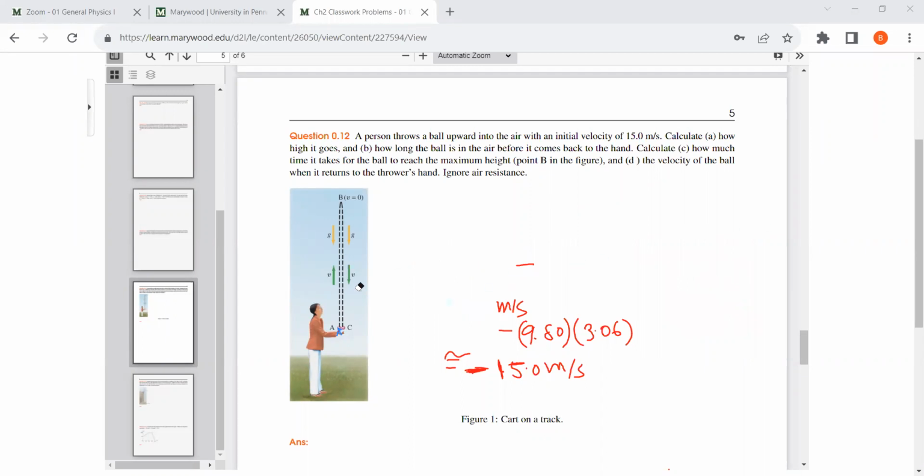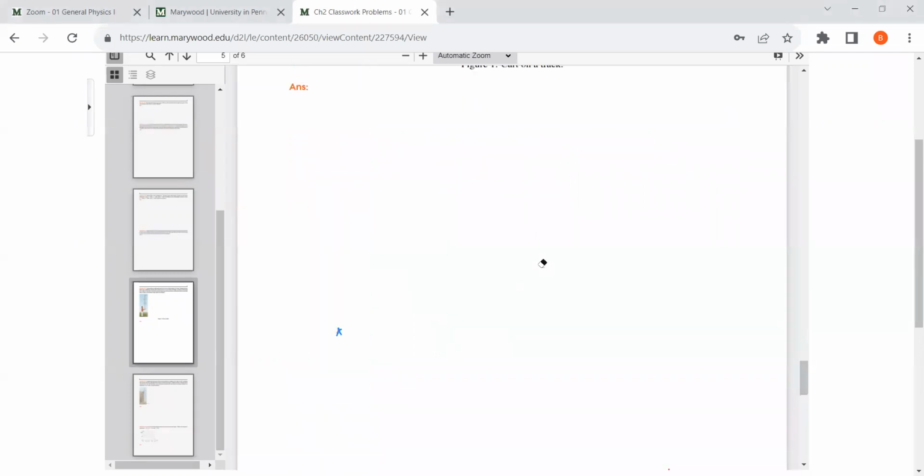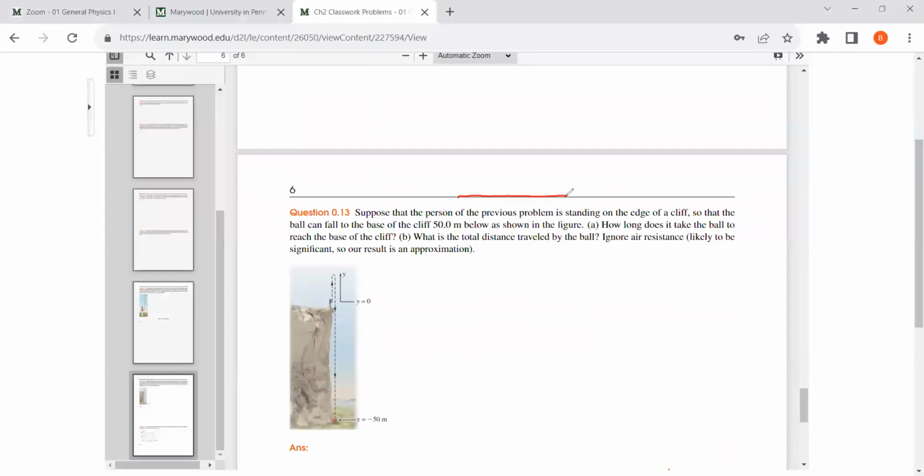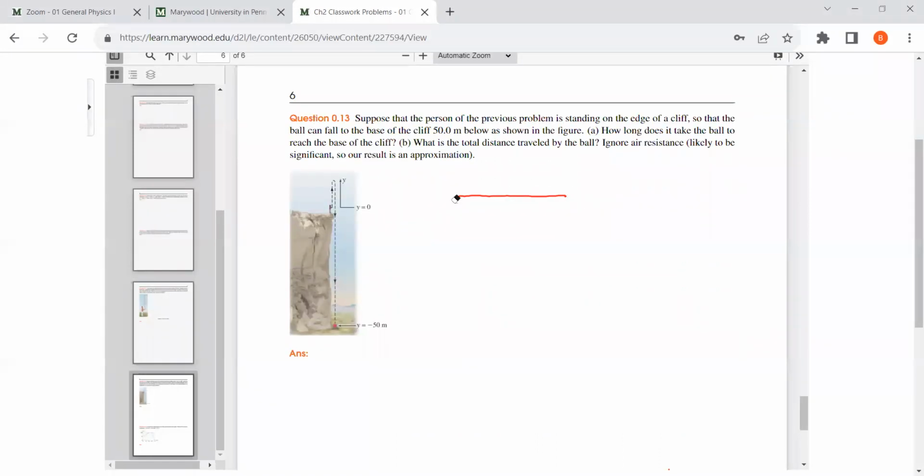Two more problems in this chapter. Here, this is basically a typo, so ignore it. All right, so the next problem is this one. What does it say?